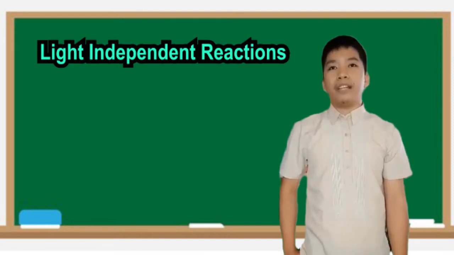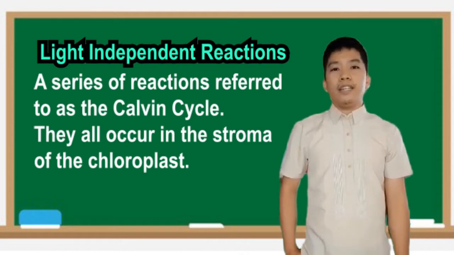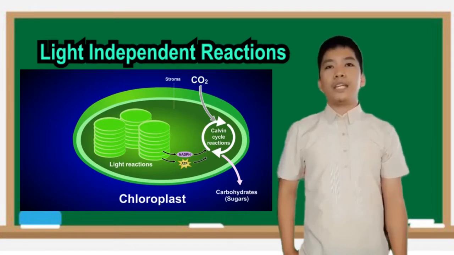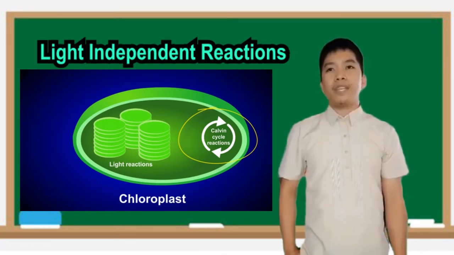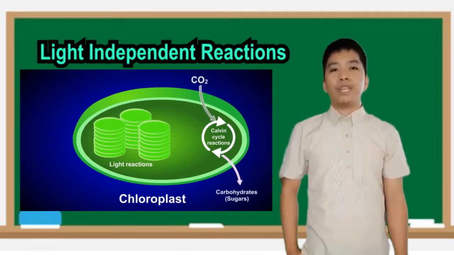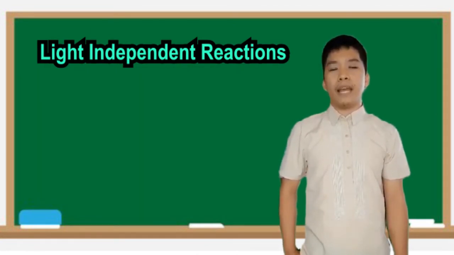The light-independent reactions are a series of reactions referred to as the Calvin cycle. They all occur in the stroma of the chloroplast. The chemical energy stored in the ATP and NADPH powers the formation of glucose, using carbon dioxide and the H+ ion from the NADPH. The light-independent reactions can occur in the light or in the dark. This step of photosynthesis is important because it fixes carbon from a gas to an edible form that other organisms on the planet can use.